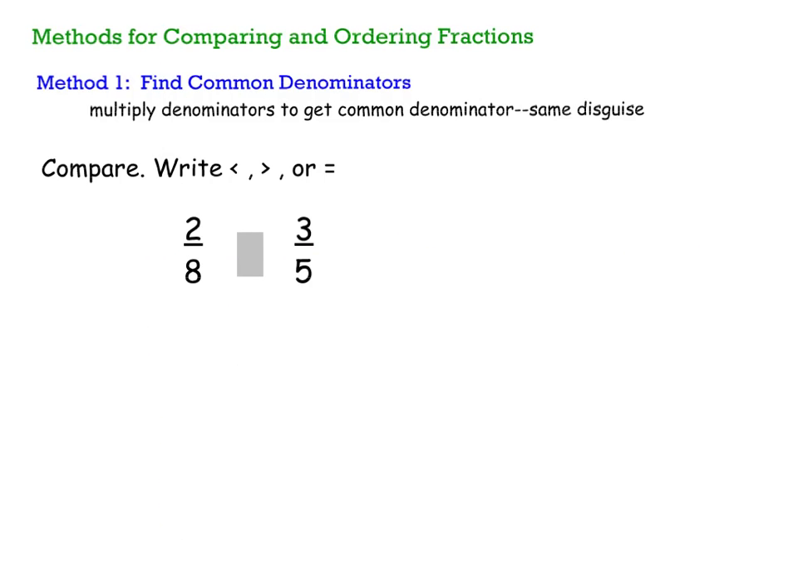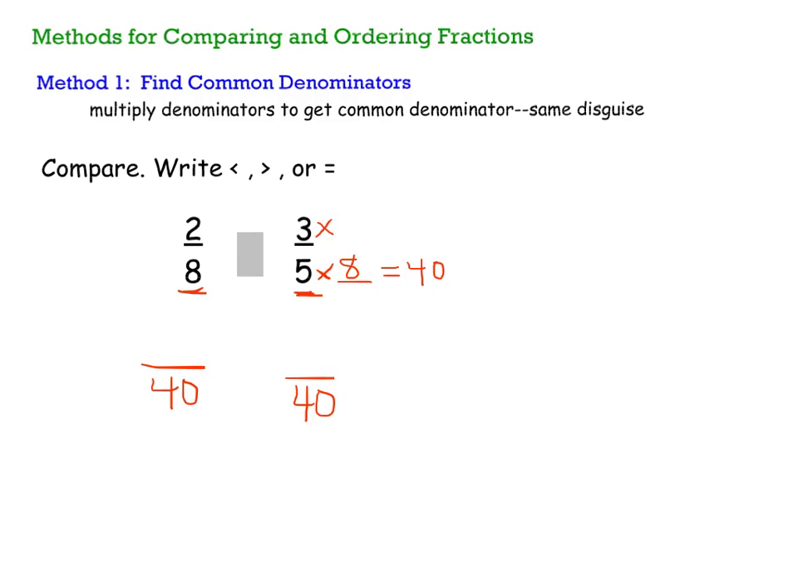When comparing two fractions, one of our methods that we can use is finding common denominators. How we do that is we multiply our denominators to get the same denominator. Or, if you think back to the weird numbers video, getting the same disguise. We first have to look at our denominator numbers and see what a common multiple is between them. A common multiple of 8 and 5 is the number 40. So I'm going to start building my fraction with 40. Then I have to ask myself, what did I multiply 5 by to get 40? And hopefully you're thinking 8.